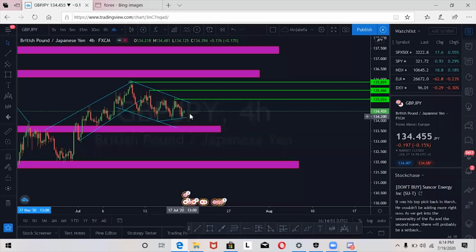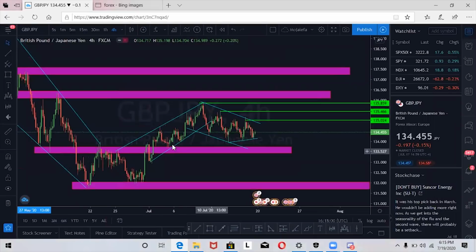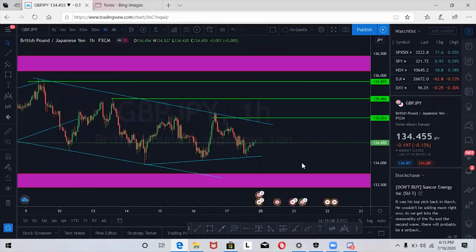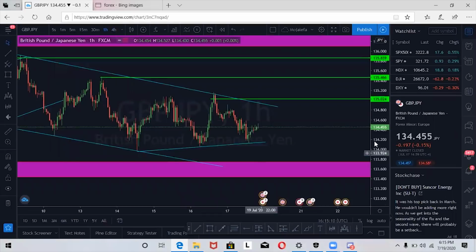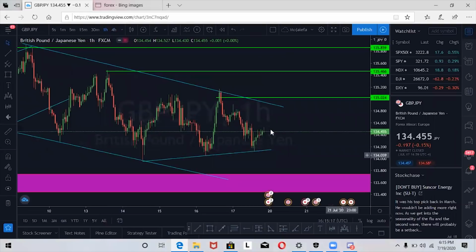So all you need to do after you have your pair analyzed and everything ready to go, you can switch to a smaller time frame like 1 hour. Let me go to 1 hour. Yeah, it's going to look something like this. These are 1 hour. So when you have something like this, that's where you can decide on placing your trade.